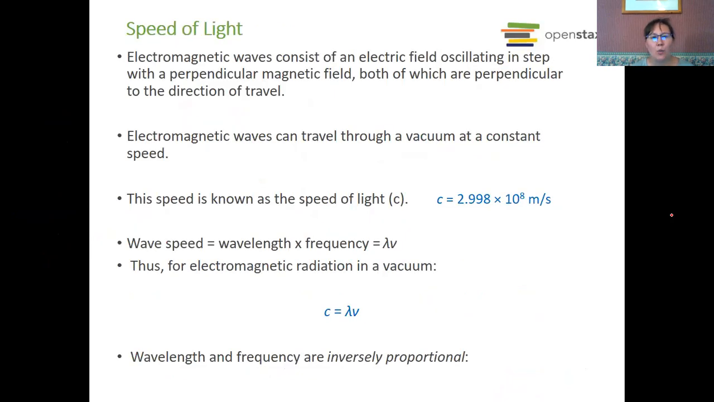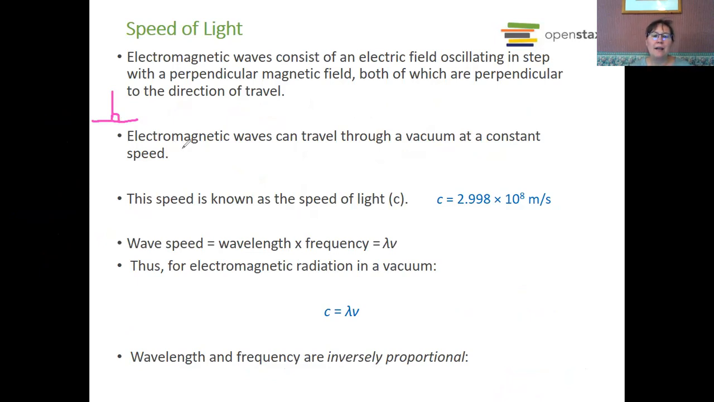So electromagnetic waves consist of an electric field oscillating in step with a perpendicular magnetic field, both of which are perpendicular to the direction of travel. And just remember that perpendicular means like this, right? We have these right angles. And it means that if one is going this way, then the other one's going that way.